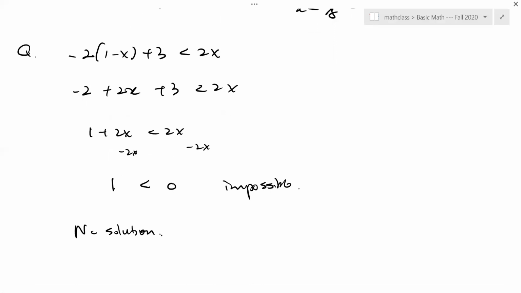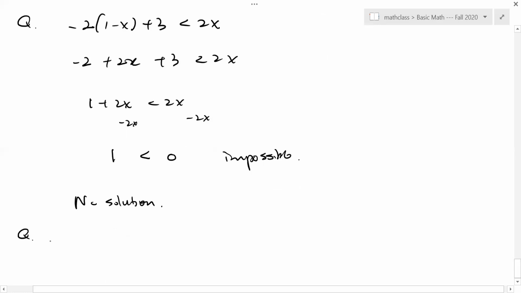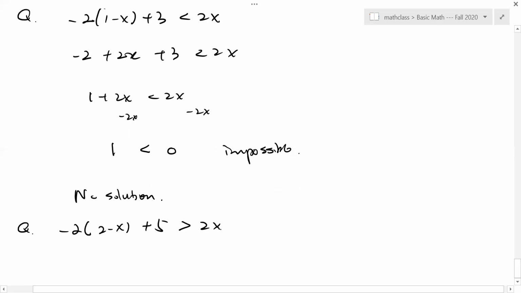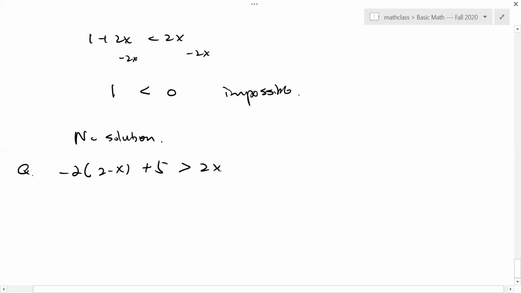Right, your answer should be no solution. No such x satisfies the inequality. Okay, now let's do the next one. This is also an inequality. So you got 2x greater than 2x plus 3, you still have to continue simplifying. So you get 0 greater than 3. That's impossible. Okay, let's look at this problem.